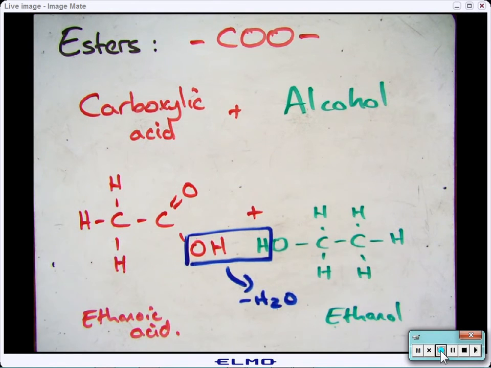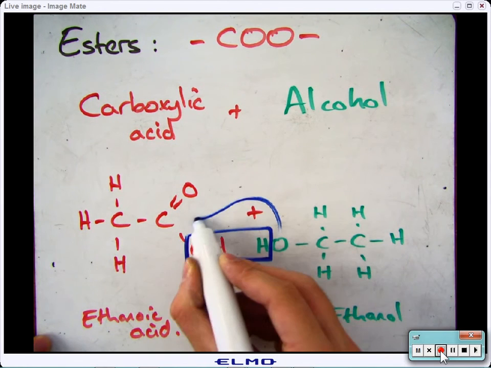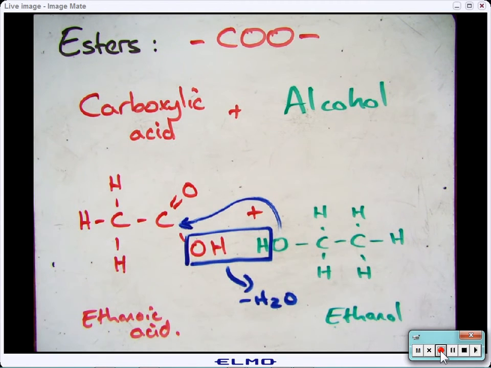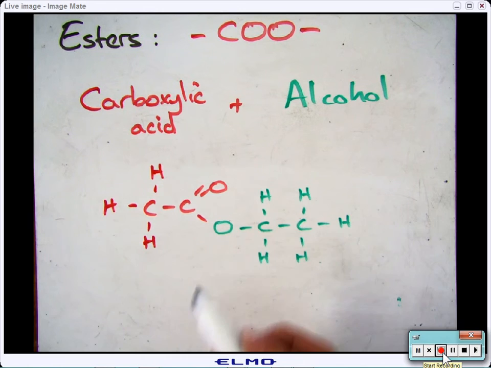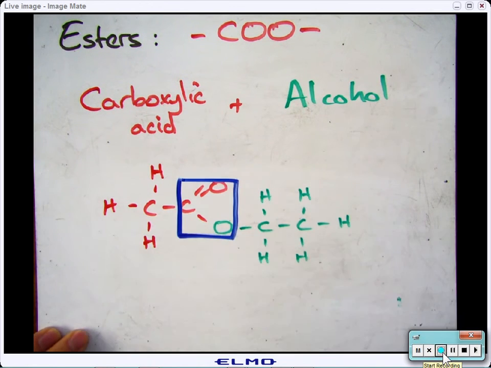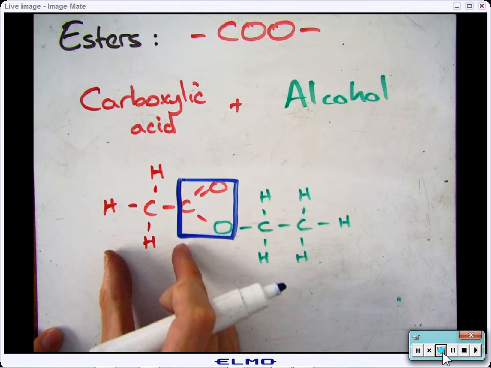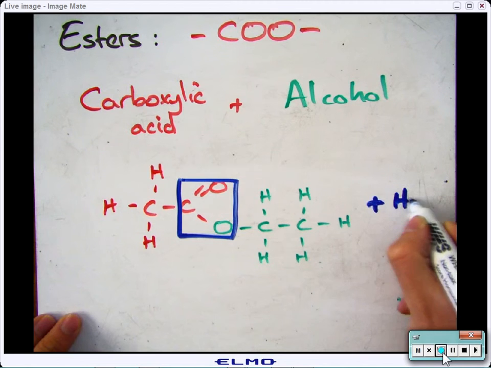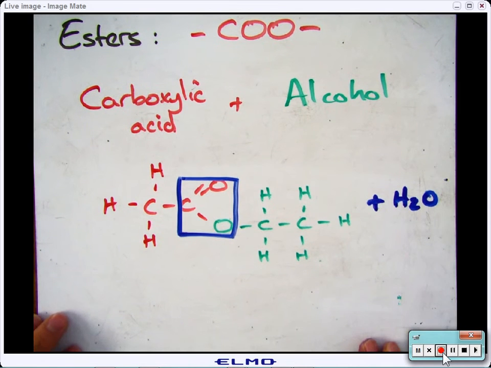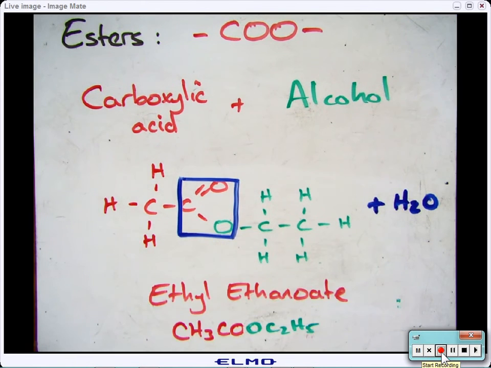Now what happens there is this oxygen bonds with this carbon here, and the result is this, which if neatened up will look a little bit like this. So you can see straight away in here I've got this COO group there, and it's taken the carboxylic acid and the alcohol and it's joined them together with water as the byproduct. Now the name for this is ethyl ethanoate, which has got this formula, CH3COOC2H5.